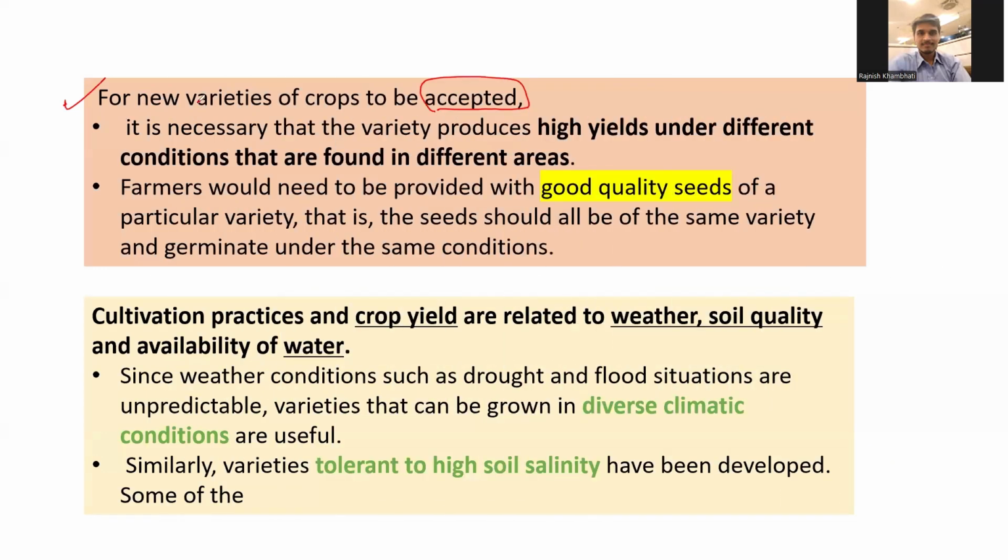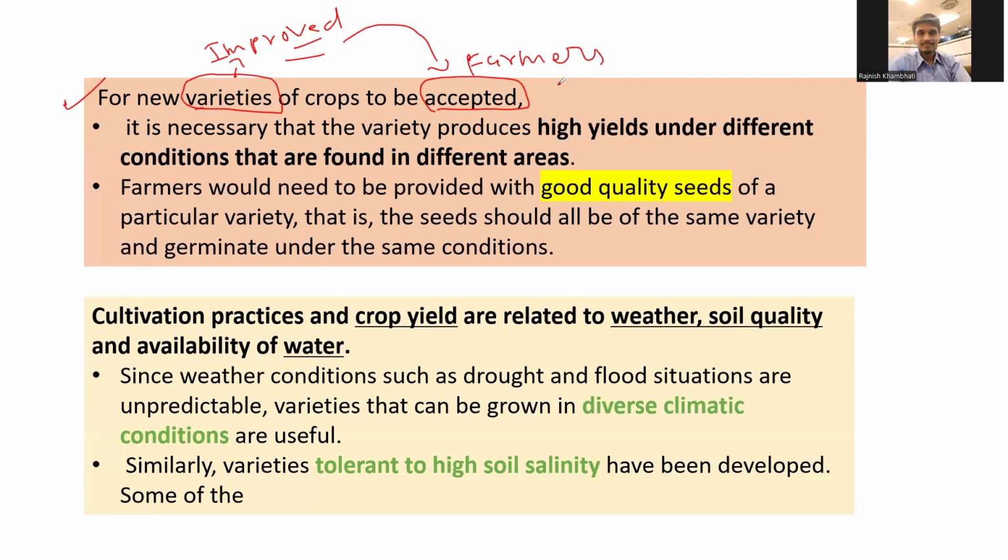So you now know that you have improved the variety. For the new varieties of crops to be accepted, now once you have improved, what can be the next step? The next step is that those new improved varieties should be accepted by farmers.